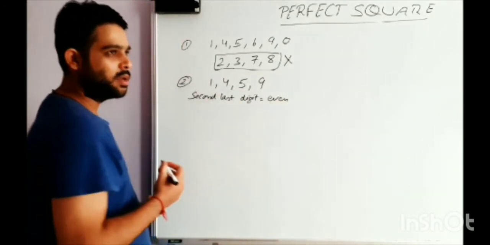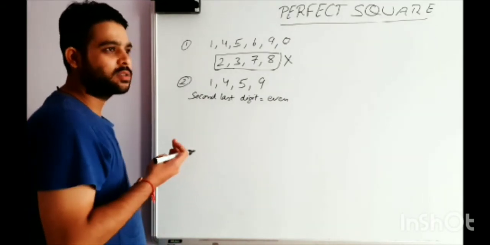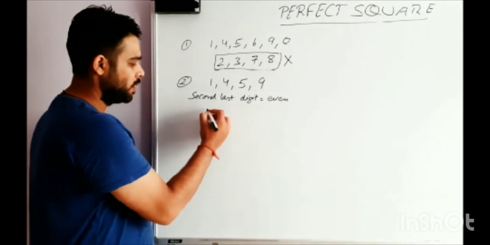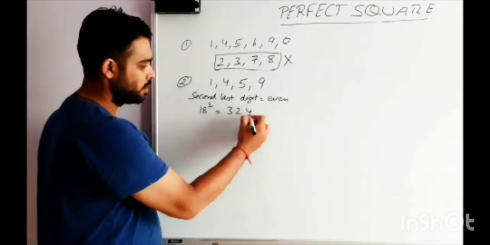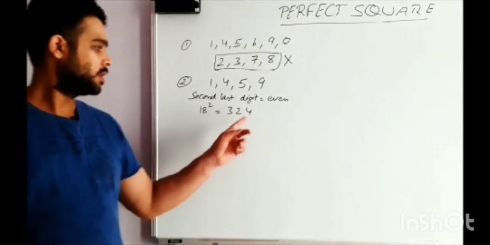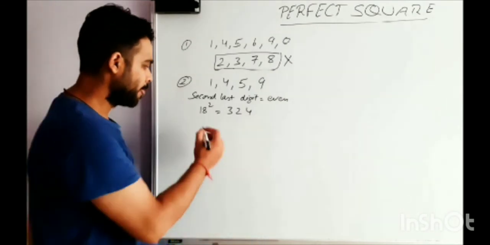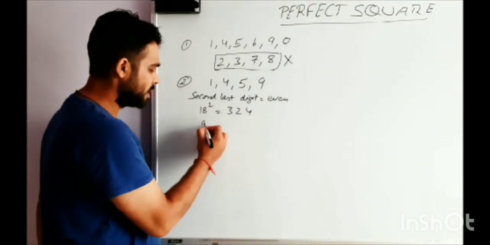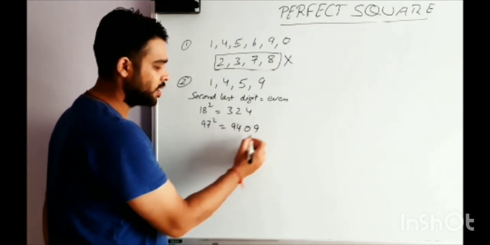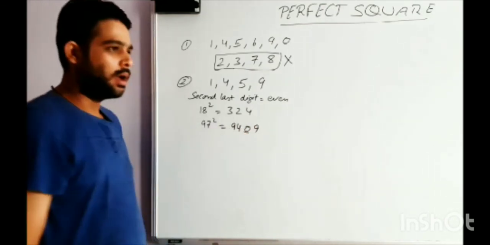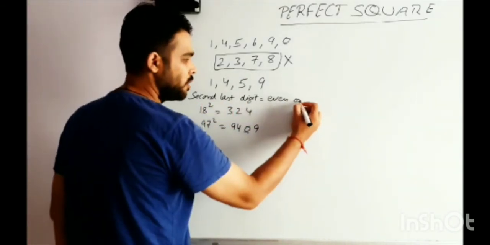I'll give you an example. You take any number, just say 18 square. 18 square is 324. So you can see here the last digit is 4, the second last digit is an even number. You take any random number. Now suppose this is 97 square. 97 square is 9409. So the second last digit will either be an even number or 0.